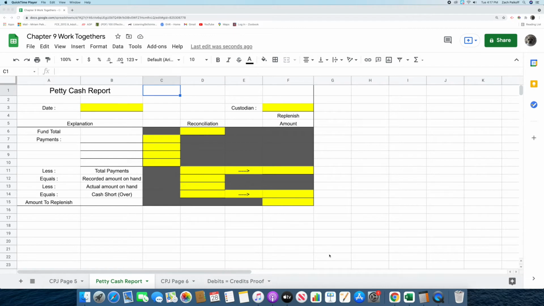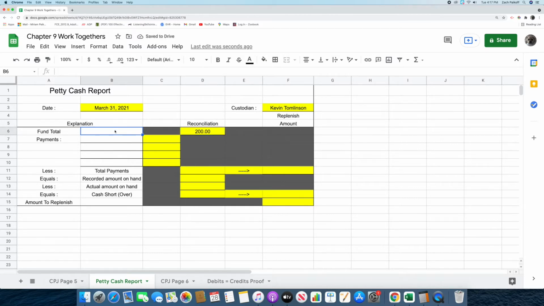Okay, now we will be completing the petty cash report. So the first thing that we're going to do is put in the date, which is March 31st, of the current year, which is 2021. Next, we're going to put in the name of the custodian, which is Kevin Tomlinson. After that, we're going to come down to the reconciliation column and put in the amount, which is $200.